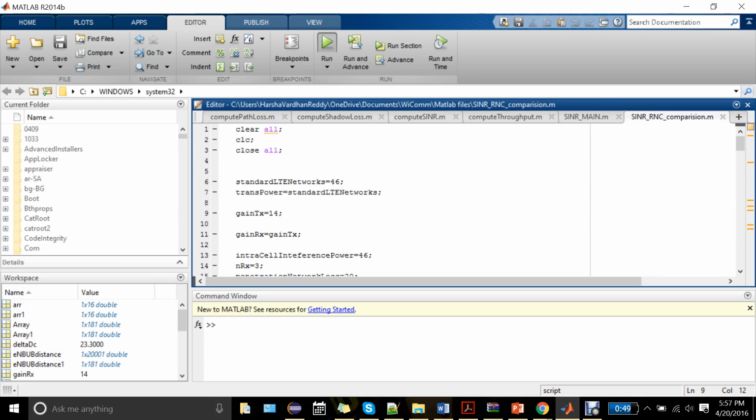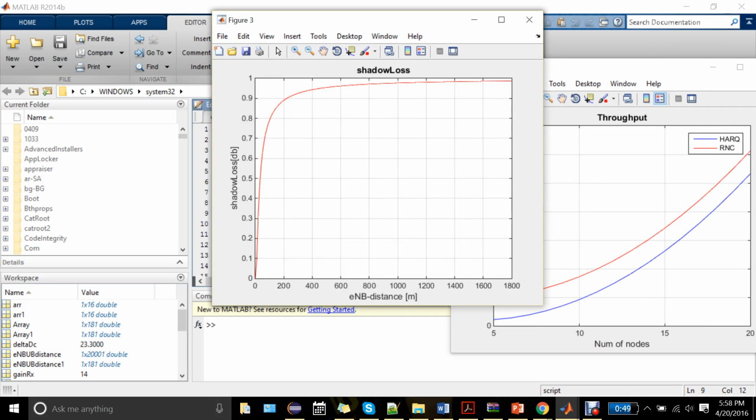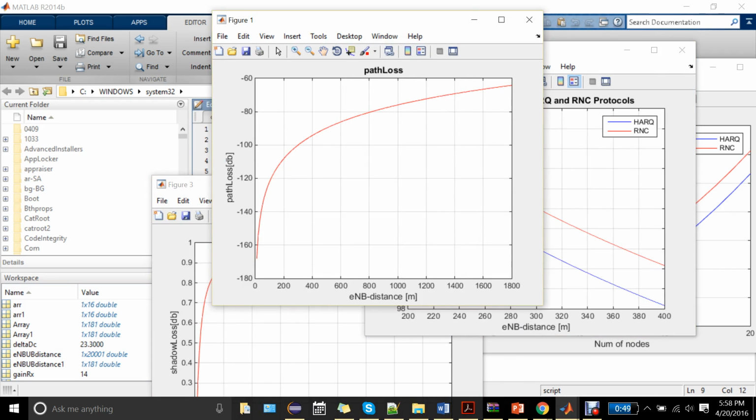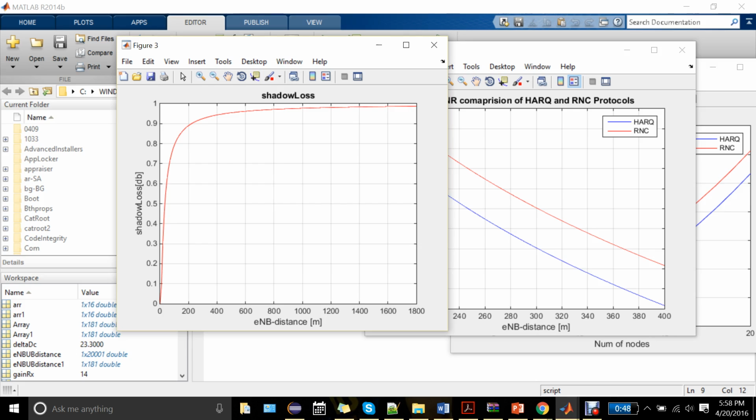So let's see how RNC performs over HARQ. Initially we calculated the path loss. We can see that the path loss increases over the distance, and path loss is the same for both RNC as well as HARQ, because path loss usually depends on the transmitter gain. So this is the shadow loss, which is also the same for both HARQ and RNC.